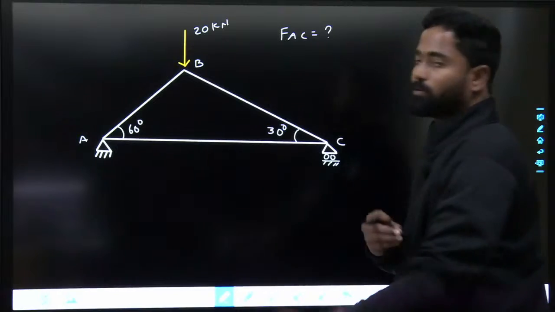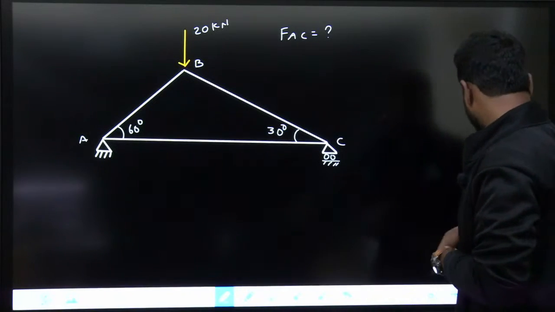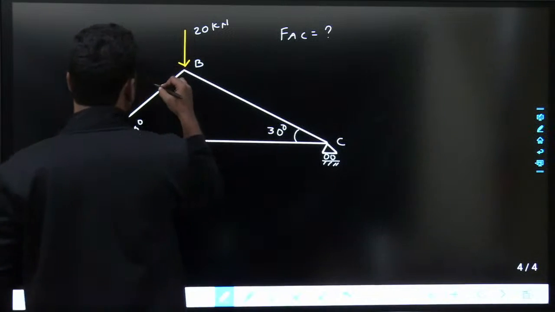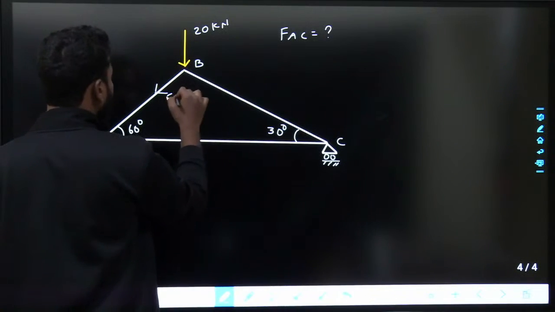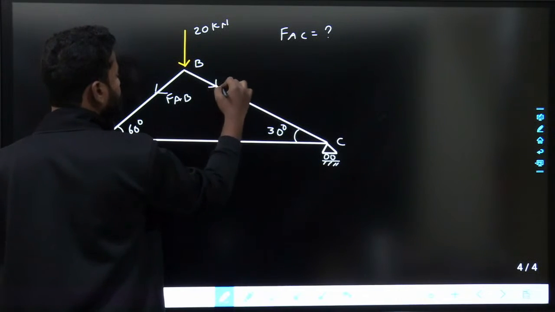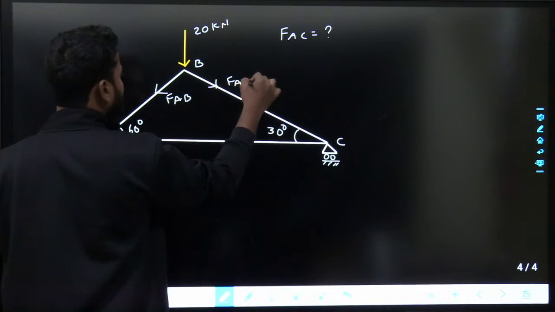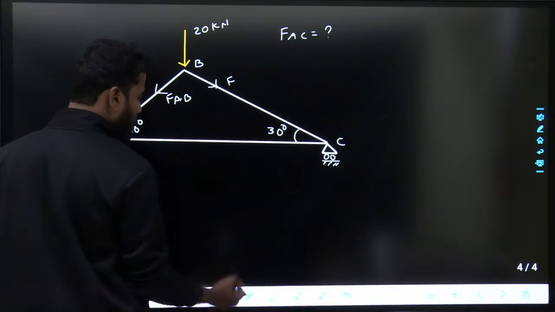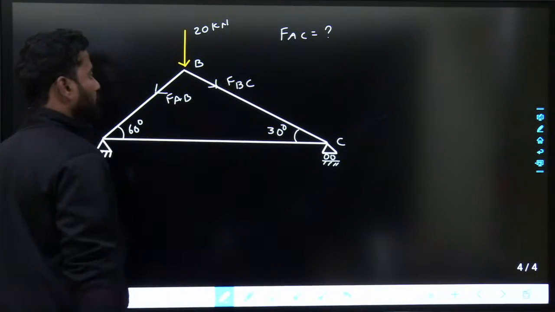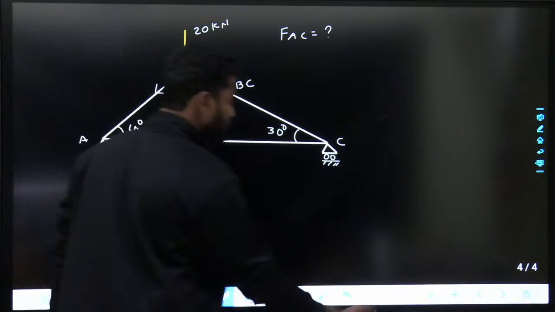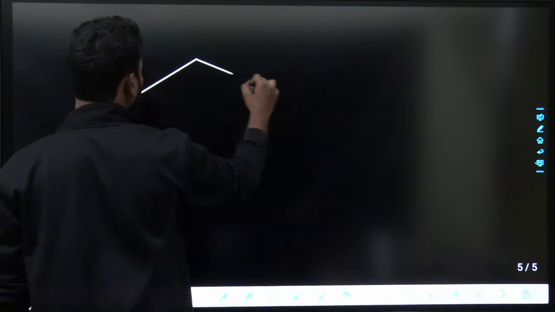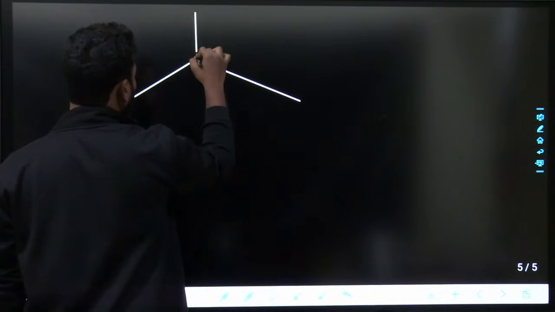Fine. So, how are you going to solve this? There are many methods. First method, let us say I'll assume the force in AB is something like this, FAB. Force in AC is something like this, FAC. Sorry, this is BC, FBC. I am assuming these are the forces. Fine. So if these are the forces, considering equilibrium of joint B.